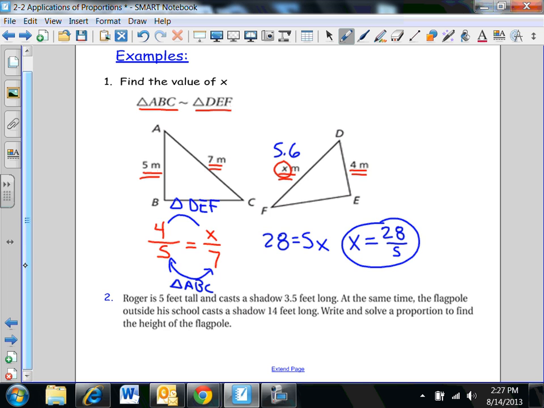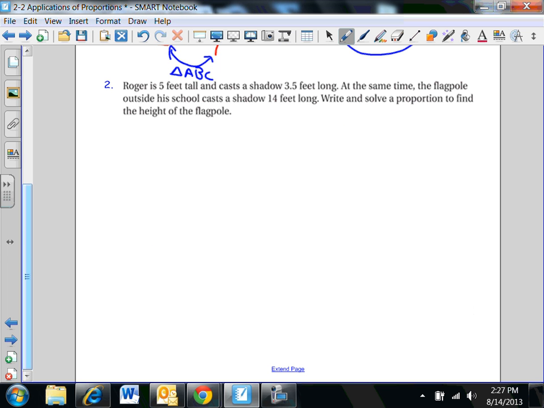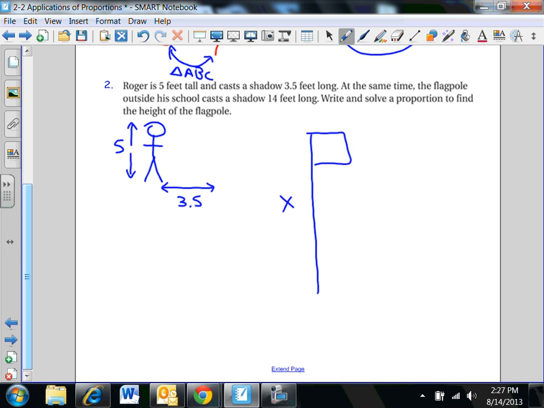Okay, example number 2. It says Roger is 5 feet tall and casts a shadow 3.5 feet long. At the same time, the flagpole outside the school casts a shadow of 14 feet. So Roger's height, this is Roger, is 5 feet tall, and his shadow is 3.5 feet. And then we have a flagpole that is X feet tall, we don't know it, and its shadow is 14 feet long.